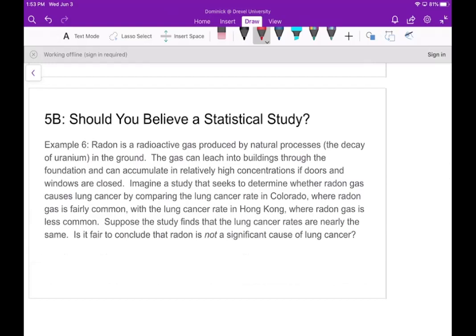windows are closed. Now imagine a study that seeks to determine whether radon gas causes lung cancer by comparing the lung cancer rate in Colorado, where radon gas is fairly common, with the lung cancer rate in Hong Kong, where the radon gas is less common. Now, suppose the study finds that lung cancer rates are nearly the same. Is it fair to conclude that radon is not a significant cause of lung cancer? And this, of course, would be no, because of confounding variables.